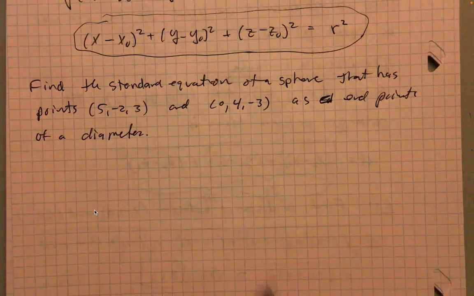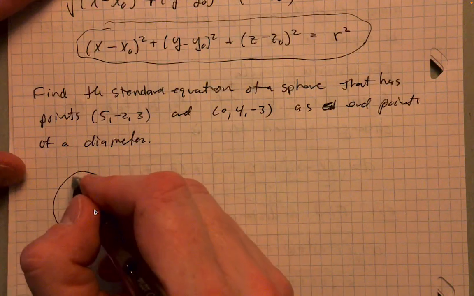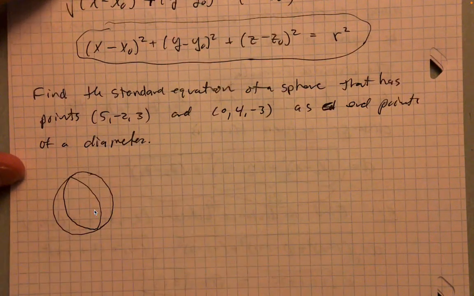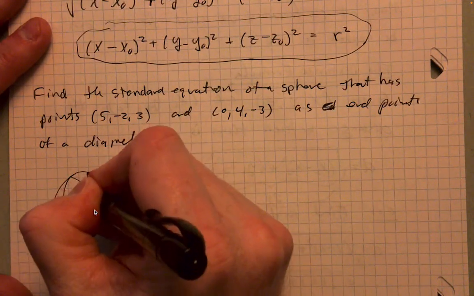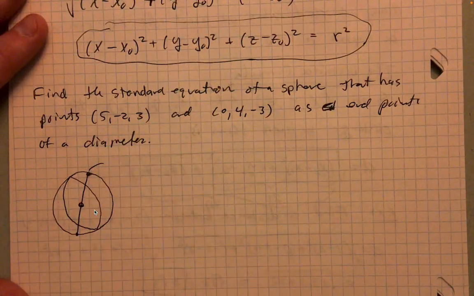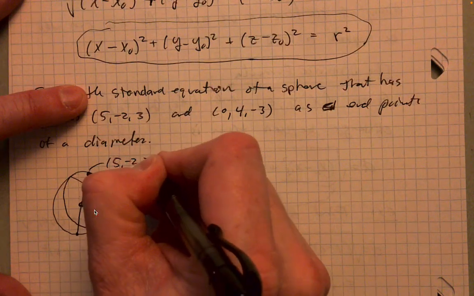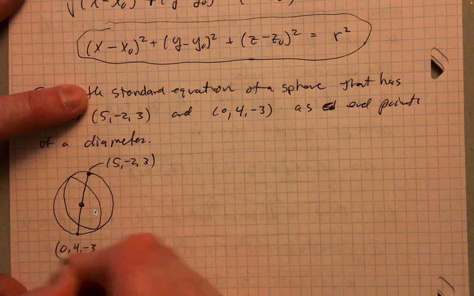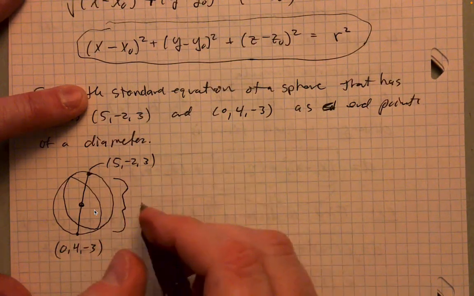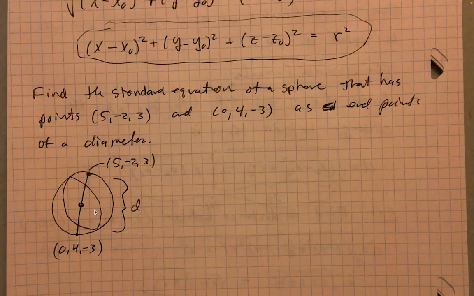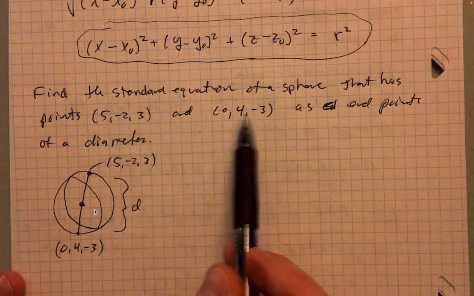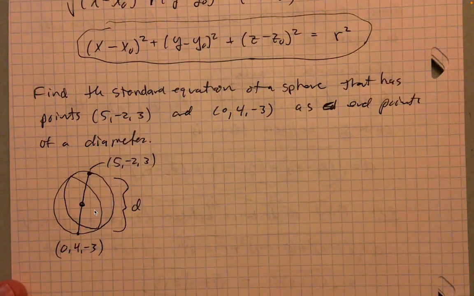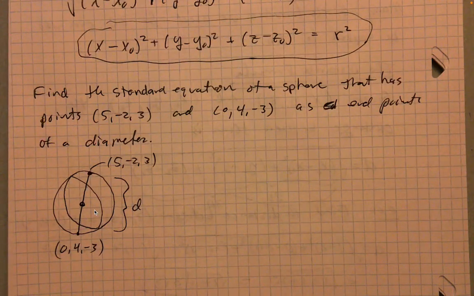Okay, so what does that mean? Well, you've got some sphere here. Let's try to draw some sphere. Now what we mean by endpoints of a diameter is that you've got some line that cuts through the center of the sphere, right? And one of the endpoints is maybe 5, -2, 3. And the other endpoint is 0, 4, -3, right? So the diameter is the distance across the sphere through the center. If these are the endpoints of a diameter, then the length of this divided by 2 will tell us the radius, won't it? So what we need to do is use this information to find the standard equation of this sphere.